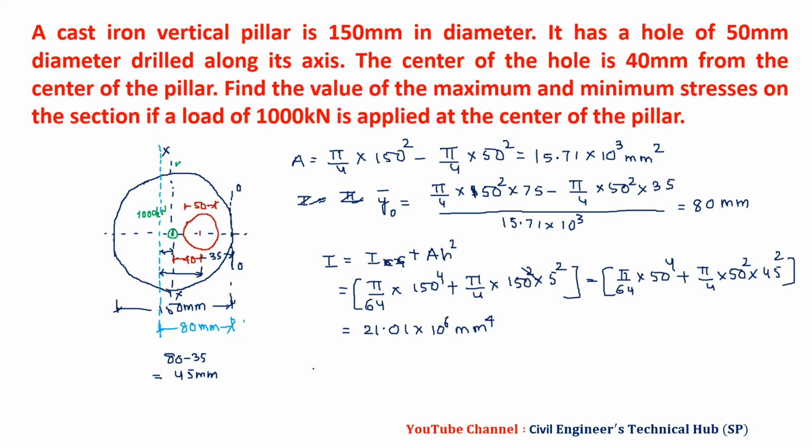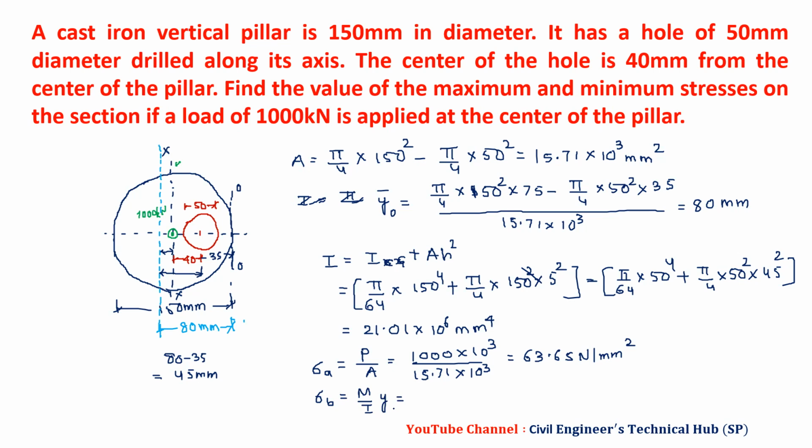Then we have to find sigma A. Sigma A is P by A. Now I am converting everything into Newton and millimeters. So 1000 into 10 raised to 3, divided by the area 15.71 into 10 raised to 3. From this I got the value 63.65 Newton per mm square.